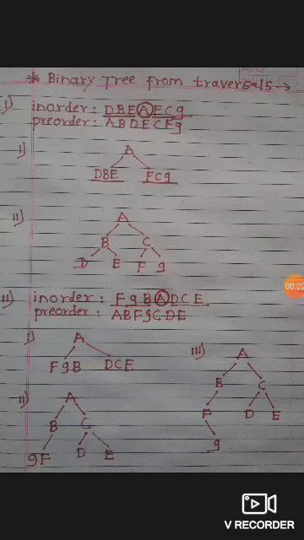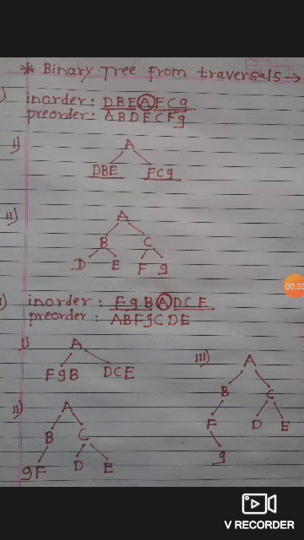Dear students, in the last lecture, we have seen concepts regarding tree traversal. We have three kinds of tree traversal: in-order, pre-order, post-order. The definition of in-order is left, root, right. The definition of pre-order is root, left, right. And the definition of post-order is left, right, root.